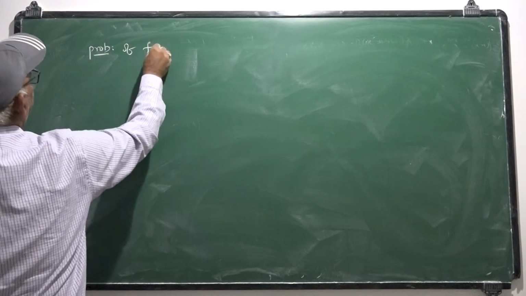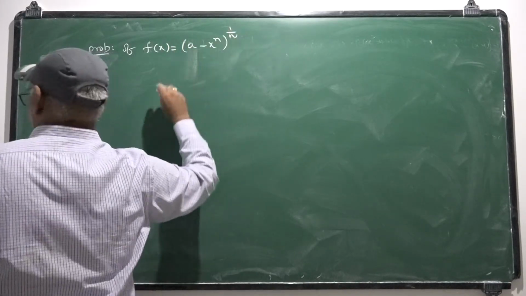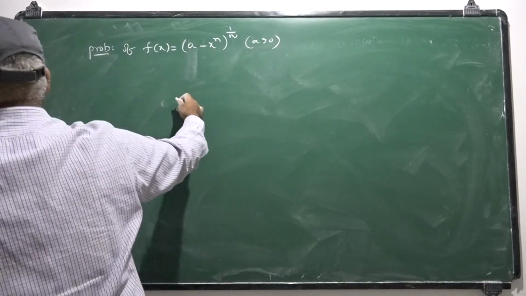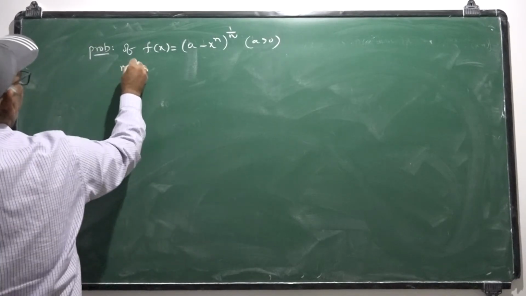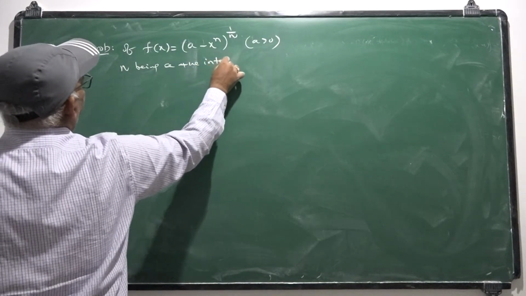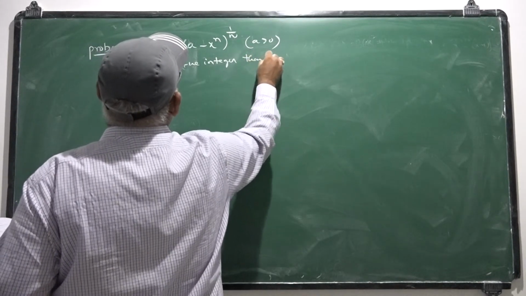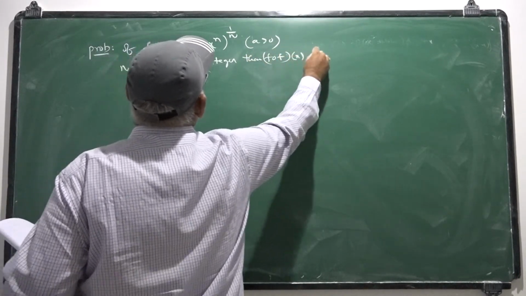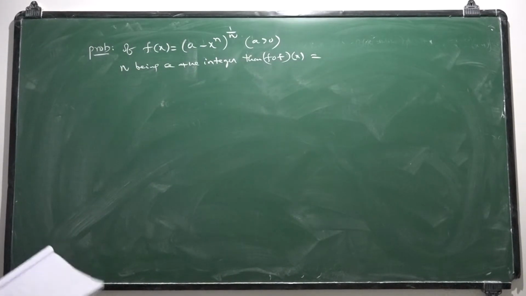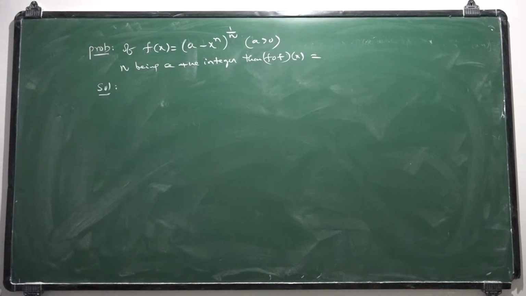If f(x) equal to (a minus x power n) whole power 1 by n, for a greater than 0 and n being a positive integer, then f circle f of x, find the value. This is also one interesting question.